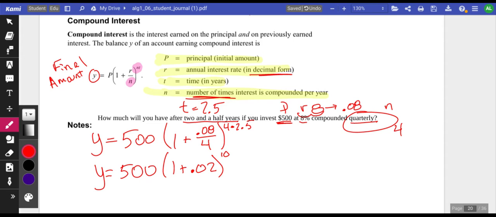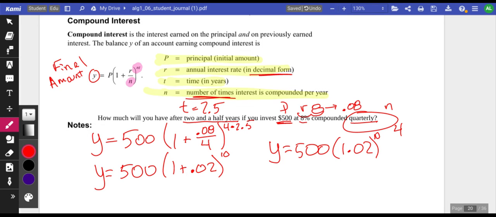So now this is looking an awful lot like a growth, or I would say decay, but we're adding. So it looks an awful lot like an exponential growth problem. Okay, let's keep simplifying stuff here. Okay, 1 plus 0.02 is the same thing as 1.02. Okay, I multiplied that 2.5 and the 4 to get 10. All right. Again, I'm not going to multiply 1.02 times 500. I know I need to take that 1.02 to the 10th power.